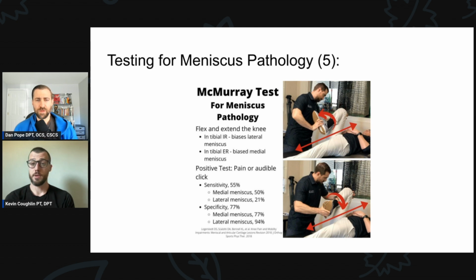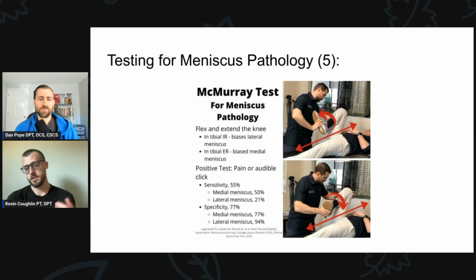For the medial meniscus, we're externally rotating the tibia in knee flexion, and then we're extending the knee while maintaining that stress. And again, we're looking for pain or an audible click. Again, hopefully it's their pain, the type of pain they've been feeling. And then a little bit about the sensitivity and specificity. So for the medial meniscus, the sensitivity of this test is 50%. It's not the best. For the medial meniscus, the specificity is 77%. So a little bit better specificity.